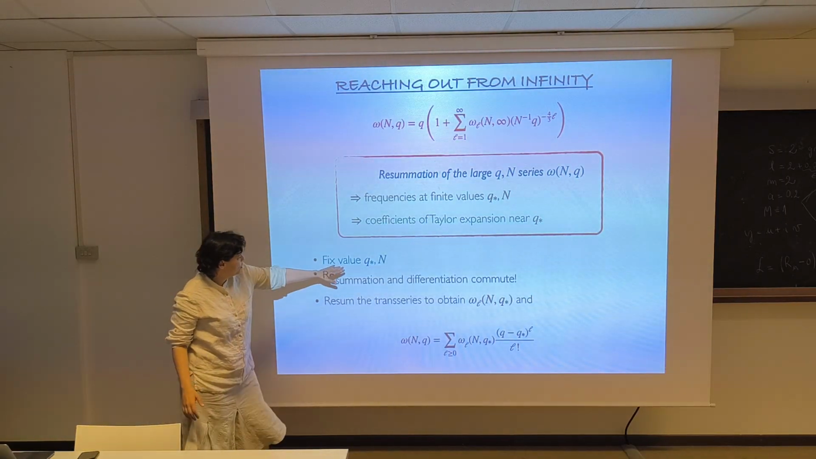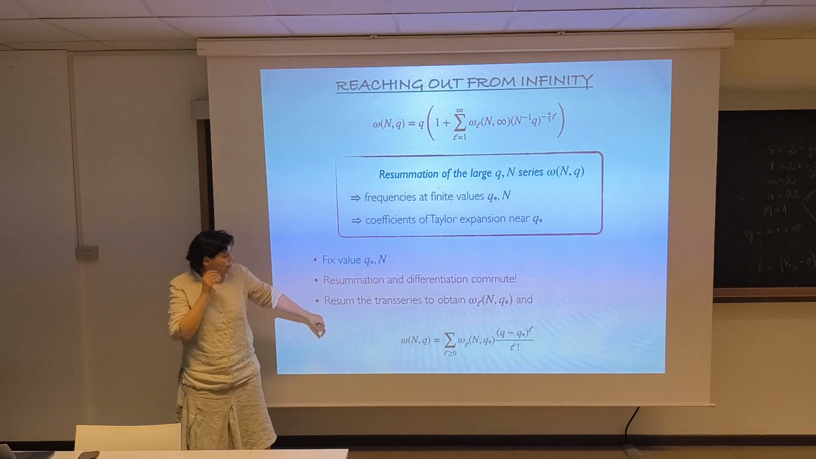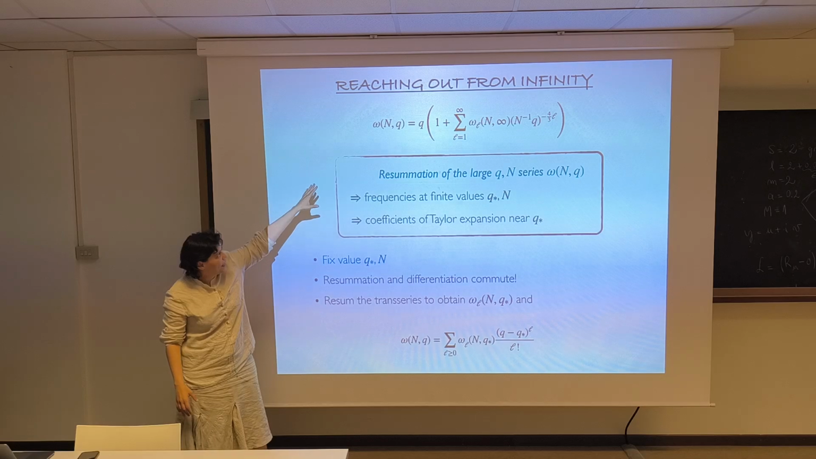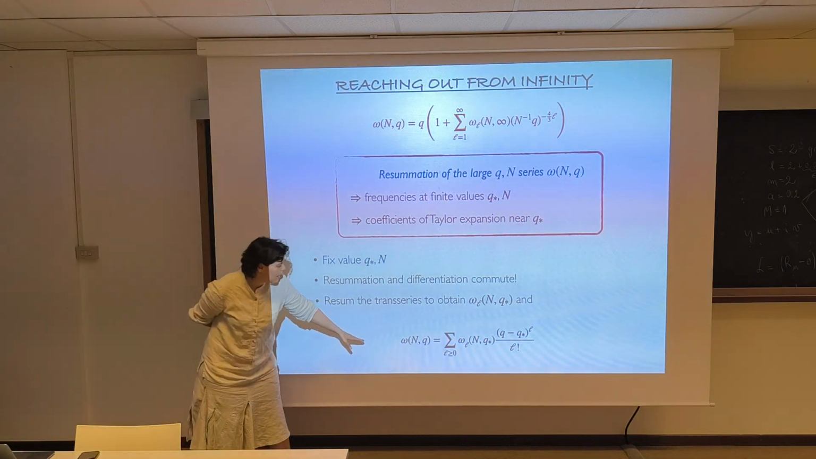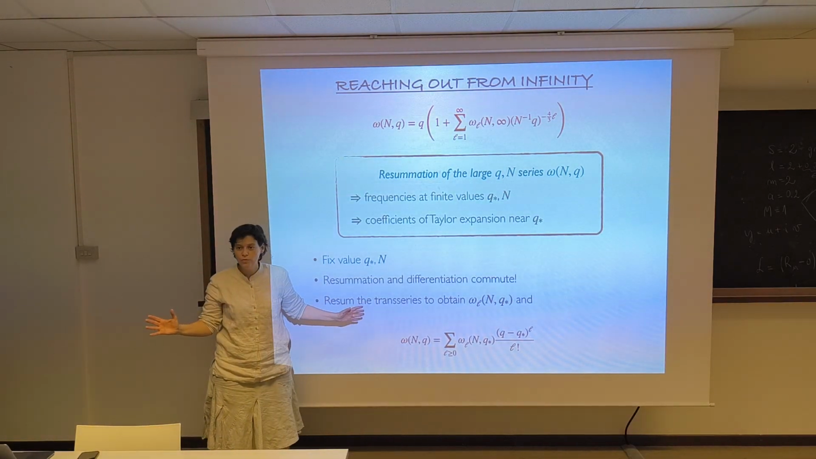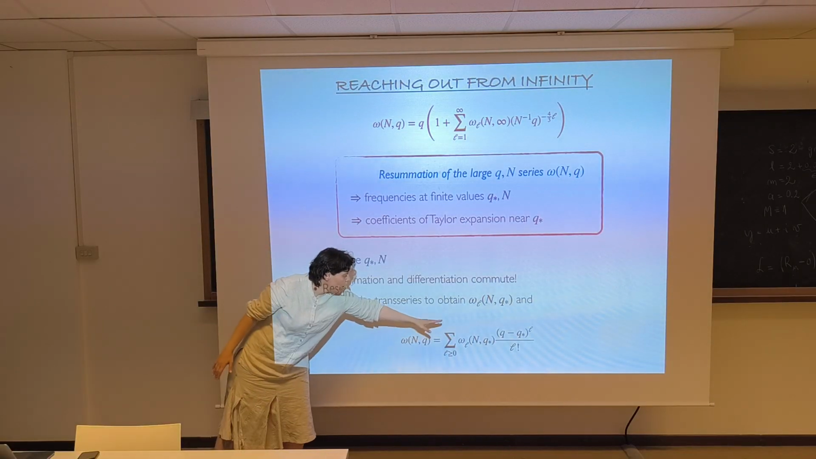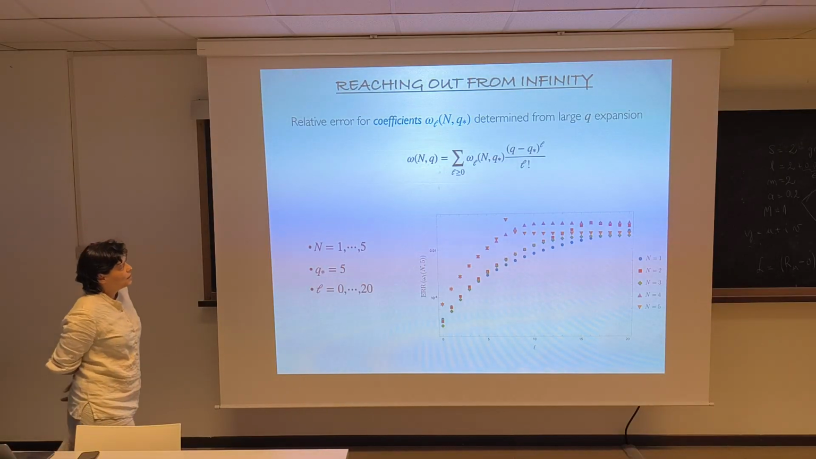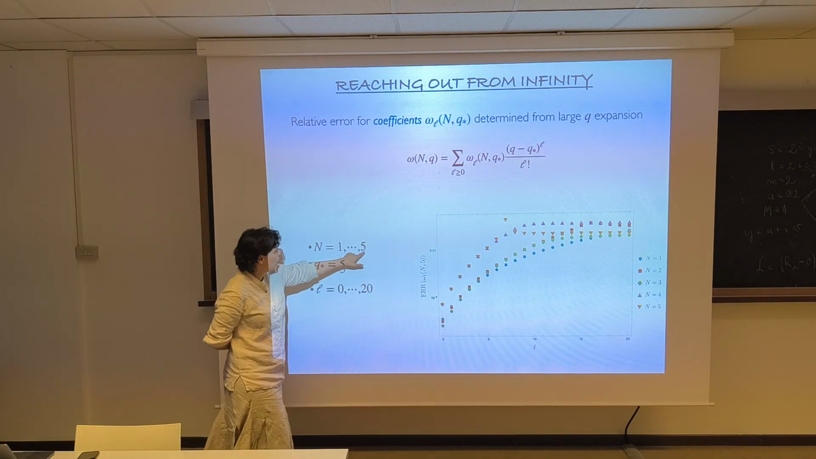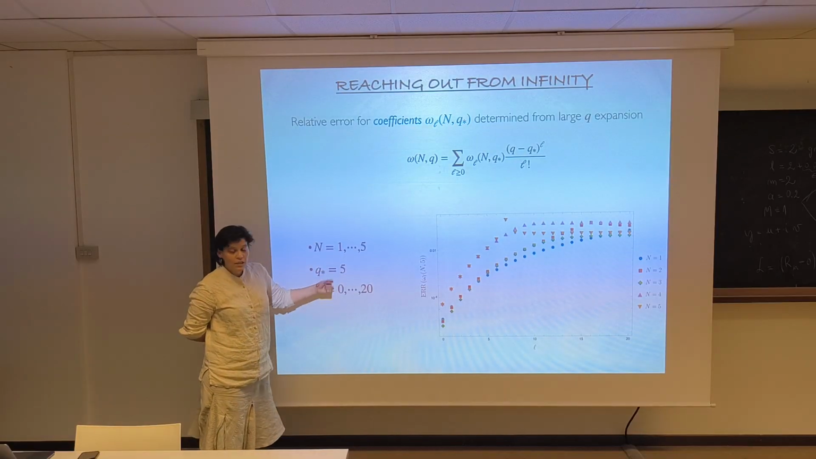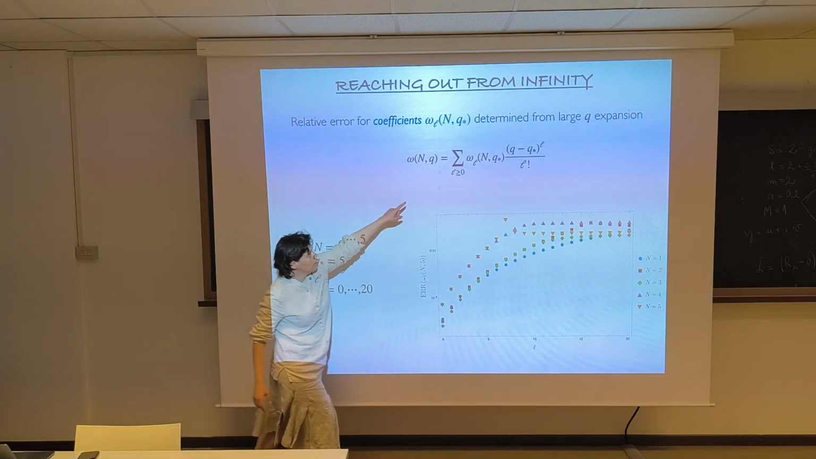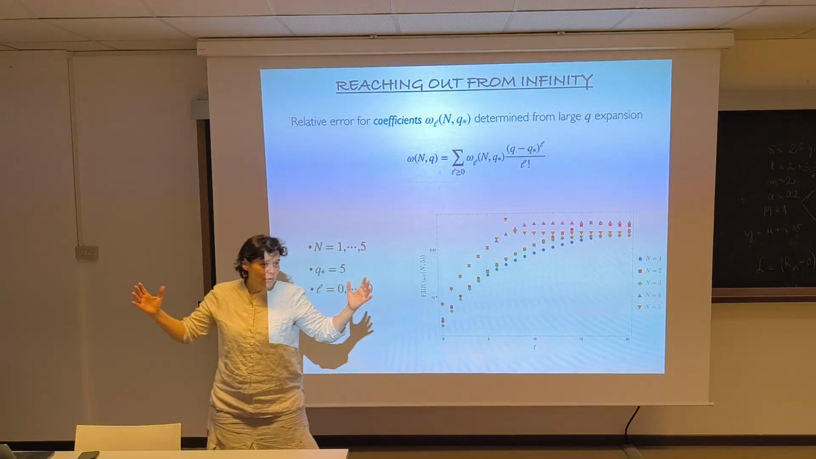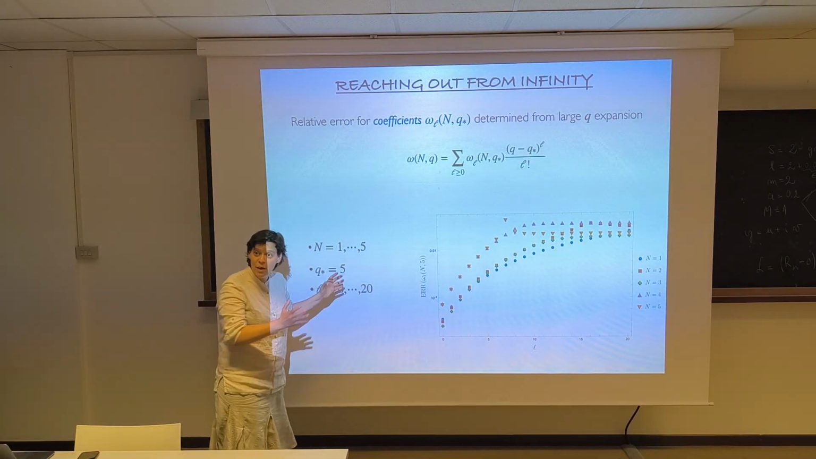So I fix my value q star and n. I do a resummation, and the resummation and differentiation commute, and I can calculate derivatives of omega, and that means that I can calculate the Taylor series, at least some number of coefficients for that Taylor series, around the point q star. And what you can see here is that we did that for n equals 1 to 5, q star equals 5 in this case, and I calculated the first 20 derivatives from the results from the large order resummation, right?